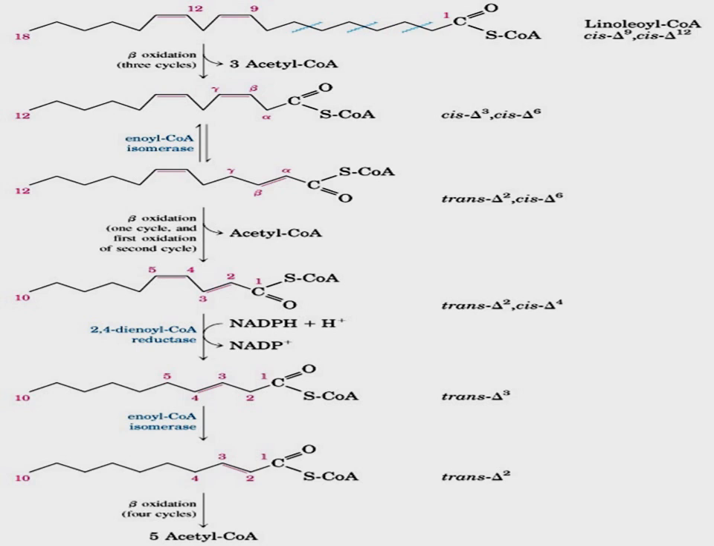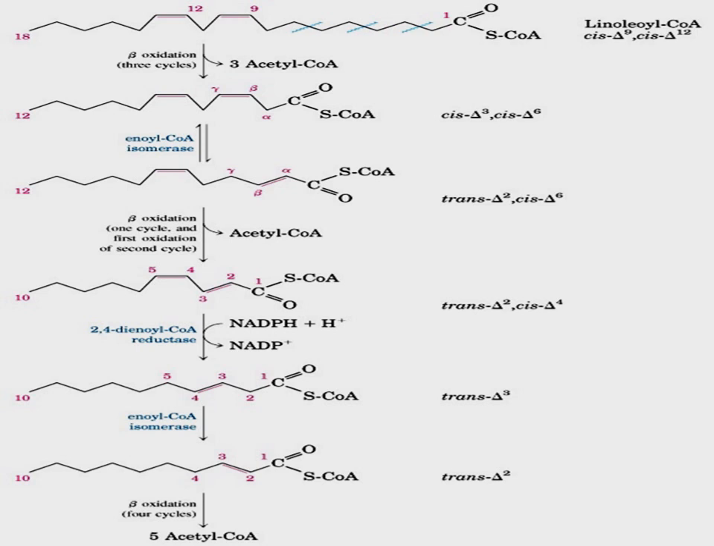Now 2,4-dienoyl coenzyme A reductase enzyme acts on this product and converts these double bonds into trans configuration and reduces one double bond. So the product is formed, and that product has only one double bond, and that double bond is present between the 3rd and 4th carbon atom, and this double bond is in trans configuration. Now this double bond, which is present between the 3rd and 4th carbon atom, is shifted to the 2nd and 3rd carbon atom by the action of enzyme enoyl coenzyme A isomerase.